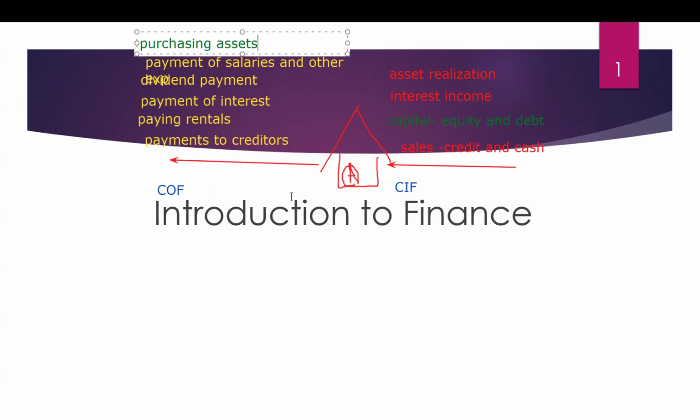Right? So other than that, can you recall the cash outflows and cash inflows in a business? So these are the overall, right? So if we talk about the broader picture, these are the ways that we can get money to the business and we can spend money out of the business, right?